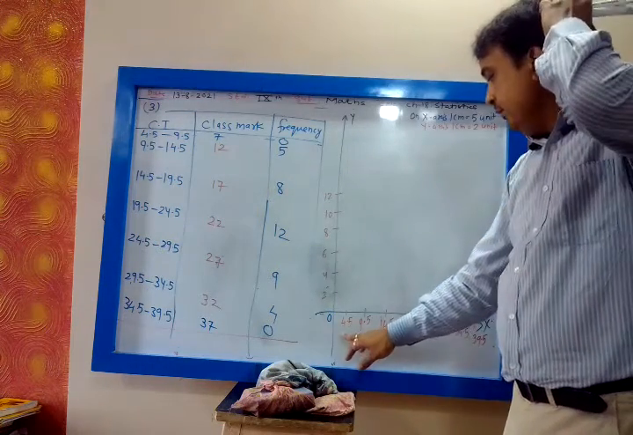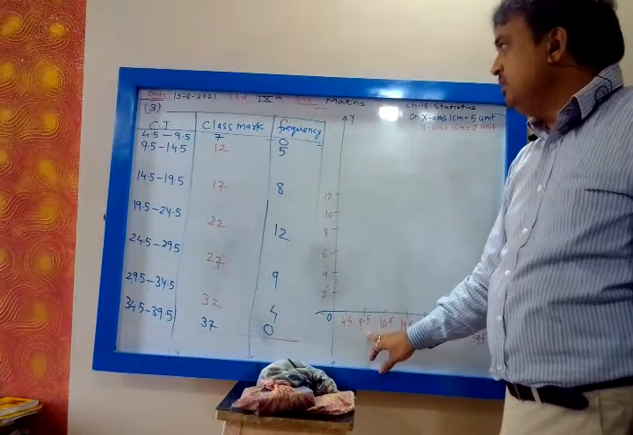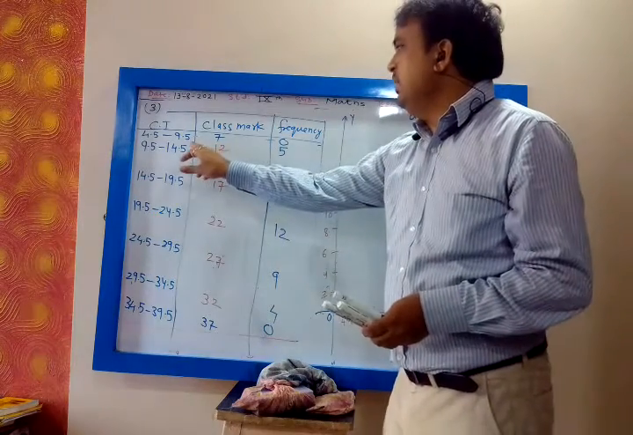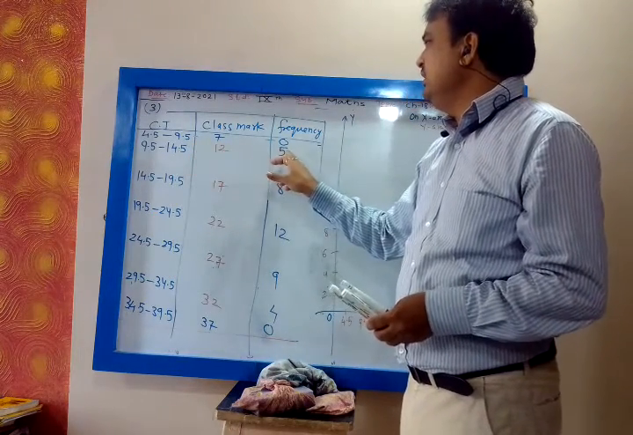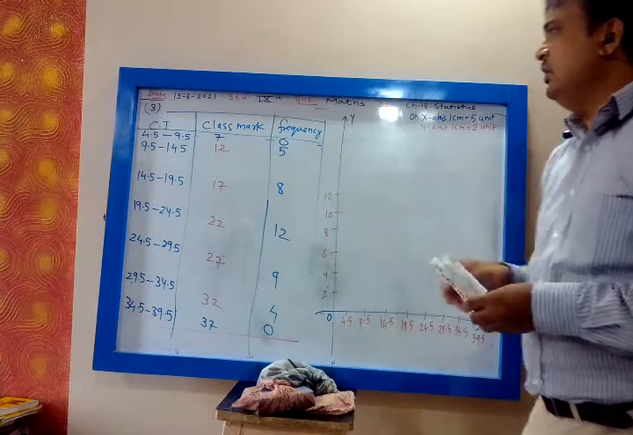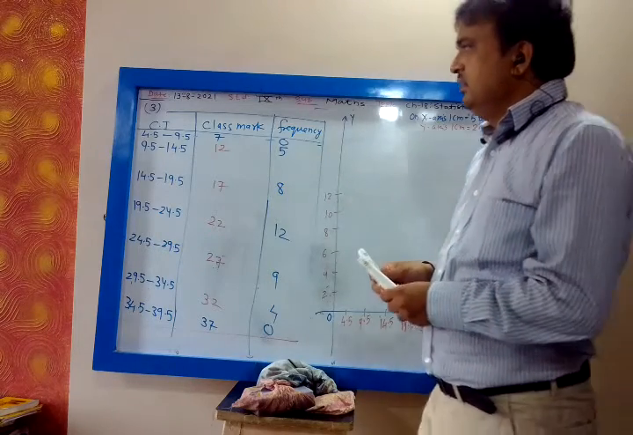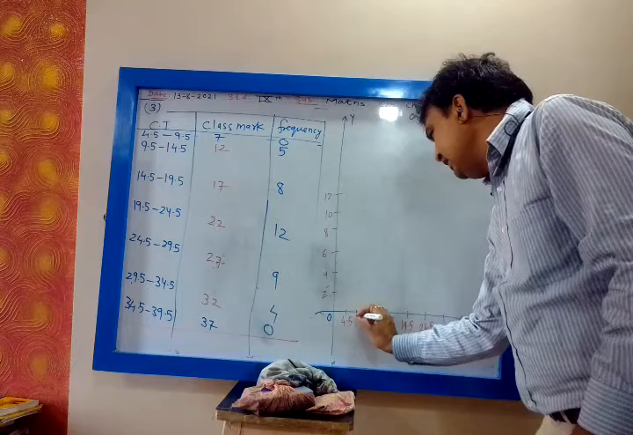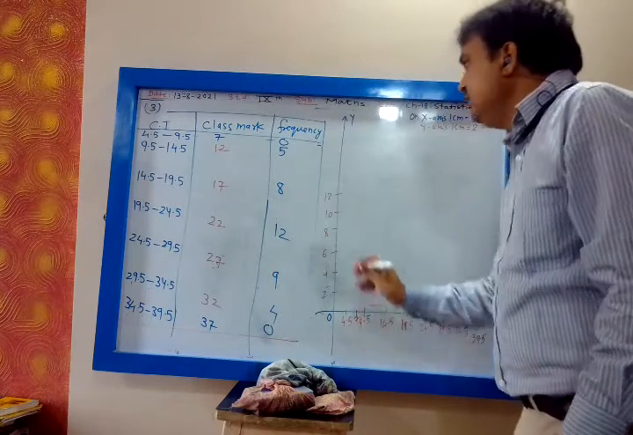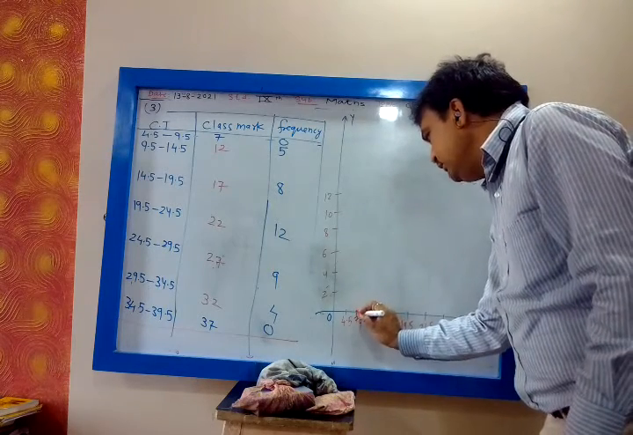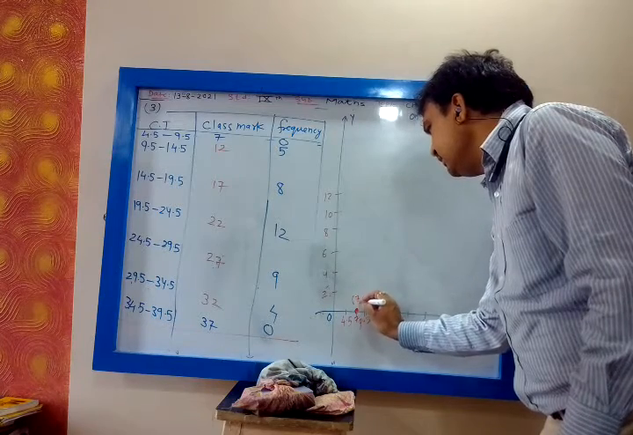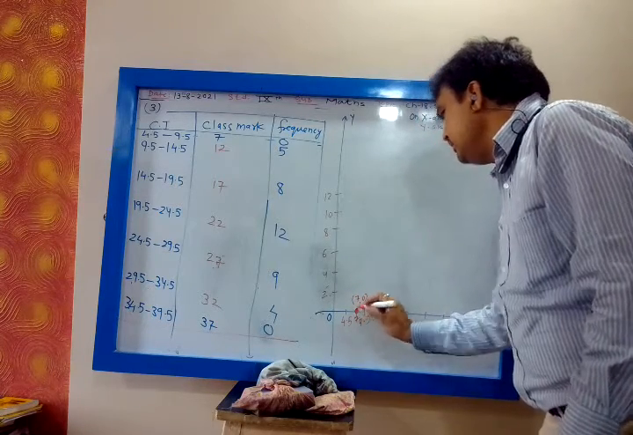So for 4.5 to 9.5, what is the frequency? In between them, what is my class mark? Class mark is 7. And what is the frequency? 0. So this point you will write as 7, 0.